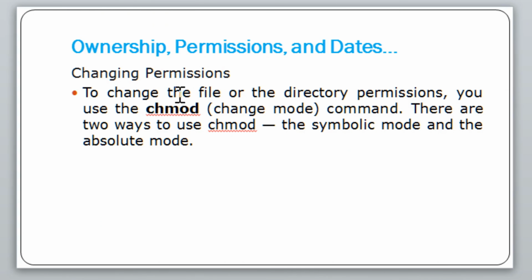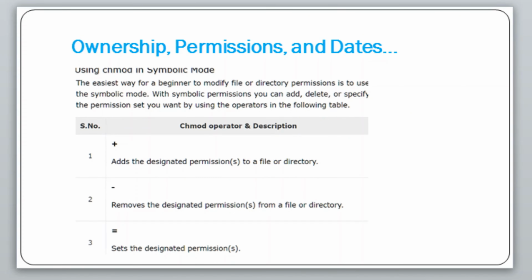So, to change the permissions, or to change the file directory permissions, use the chmod command. There are two ways to use chmod, the symbolic mode or the absolute mode. Let's take a look at the symbolic mode here. The easiest way for a beginner to modify the file directory permissions is to use the symbolic mode.